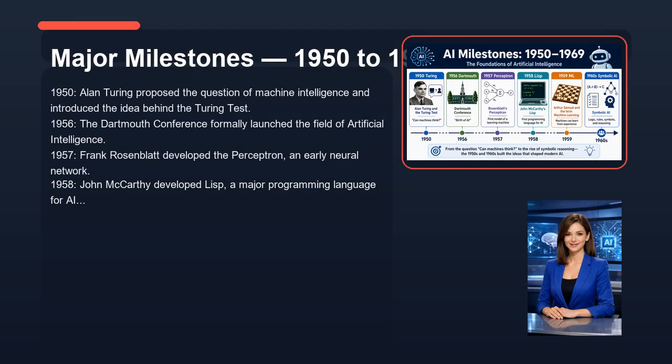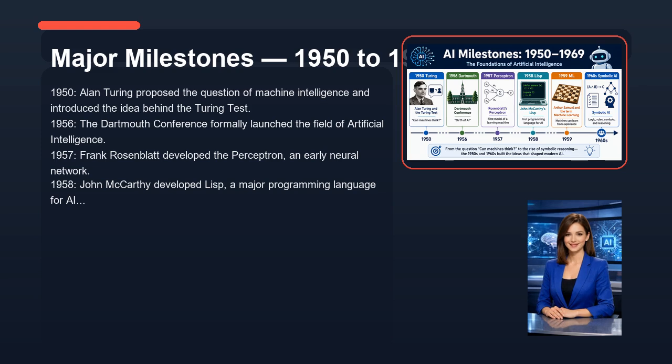Now let's look at major milestones, 1950 to 1969. 1950, Alan Turing proposed the question of machine intelligence and introduced the idea behind the Turing test. 1956, the Dartmouth Conference formally launched the field of artificial intelligence. 1957, Frank Rosenblatt developed the perceptron, an early neural network.